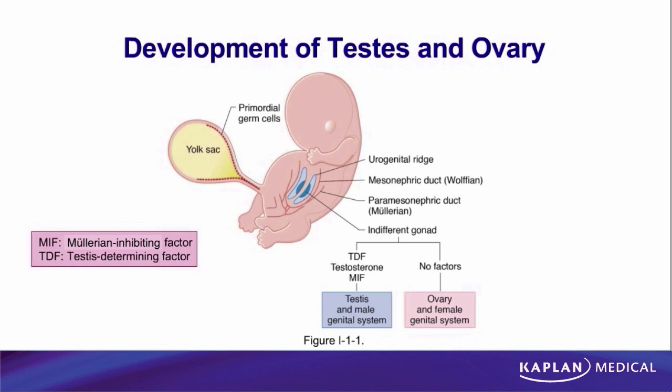Now, on this image, what we're looking at is a schematic of an early embryo of about 5 weeks of age or so, but the specific age of the embryo is not the important point. What we want to call attention to here are these two long ridges of mesoderm on the right and left side of the back of the abdomen. Those ridges of mesoderm are called the urogenital ridges.